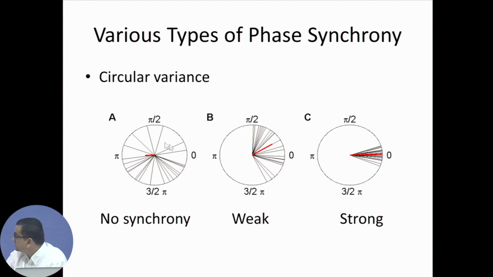So in these extreme cases, if the phase differences at all points are distributed over the entire unit circle, then naturally the circular variance is the maximum. Here the circular variance is the least, because the phase is showing more clustering at a certain segment of the unit circle, and here it is slightly in between. So if you calculate 1 minus circular variance, then the higher the value, the higher the degree of phase synchrony.